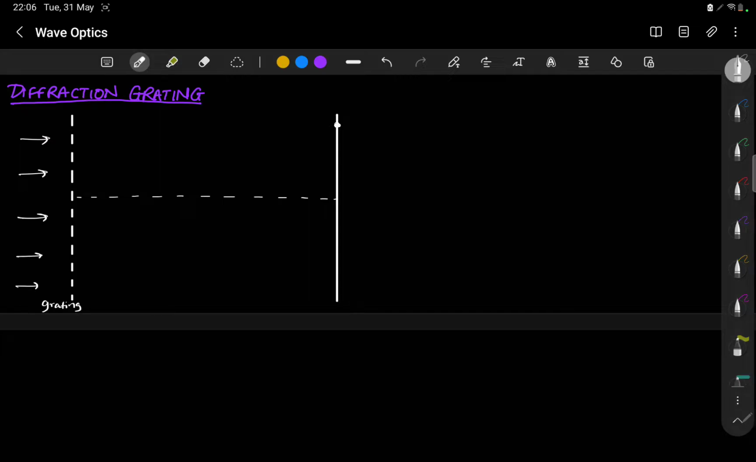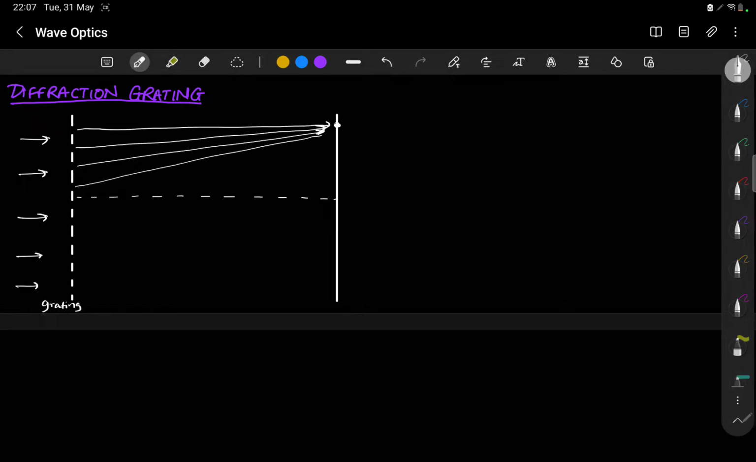So at a given point P, waves from each of the contributing slits will interfere to give rise to a pattern. So diffraction grating can essentially be treated as n equally spaced slits of finite width.